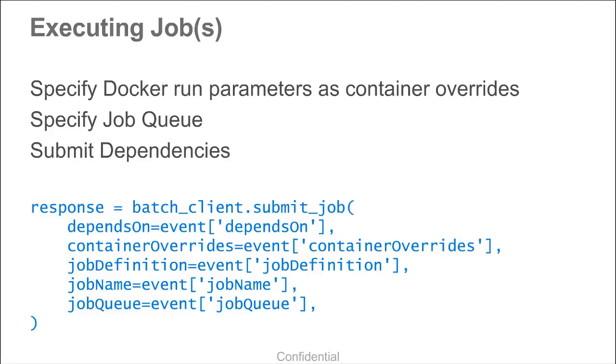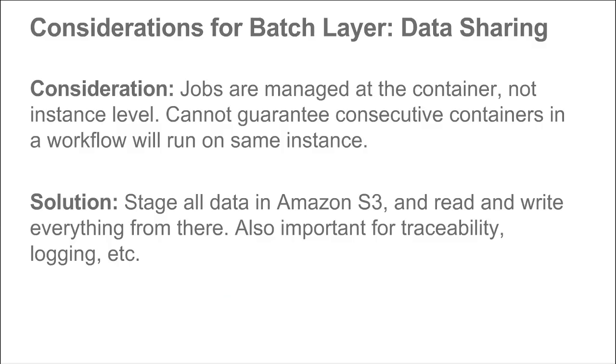If you imagine you're in the Lambda function, you have the event JSON, or the dictionary if you're using Python, that contains depends on, overrides, job definitions, etc. You can very simply map that input JSON config into an AWS Batch API call. And from that, you get a response with the job ID, and you can act on that going forward. With this, there are several specific considerations for the batch layer that I think are important to talk about here.